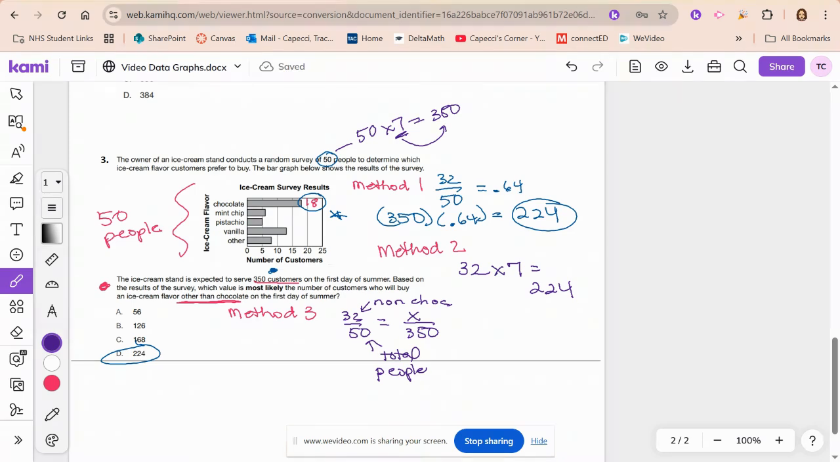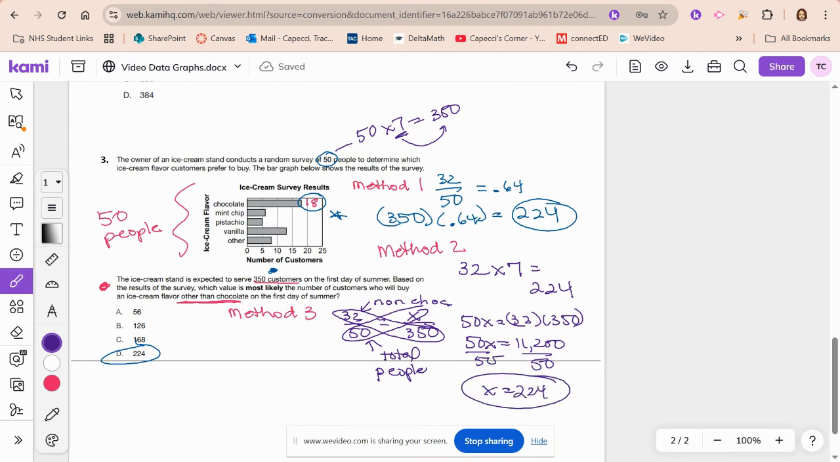Now, again, we can do that butterfly method where we cross multiply. So 50 times x is 50x. We can multiply 32 times 350. So we get 50x is equal to 11,200. Divide both sides by 50. And we have x is equal to 224. So there's 3 different methods to solve the same one.